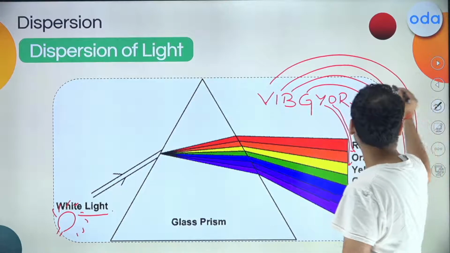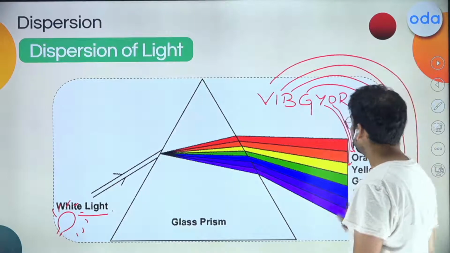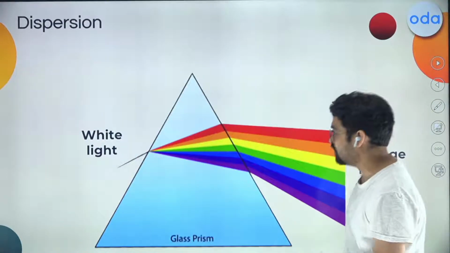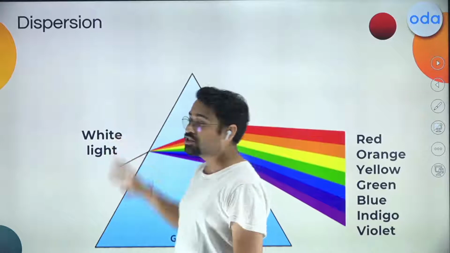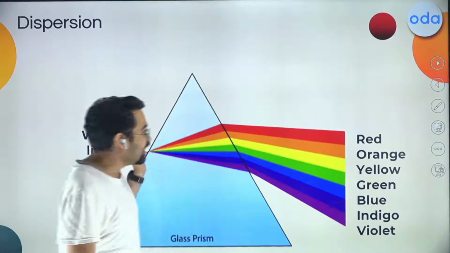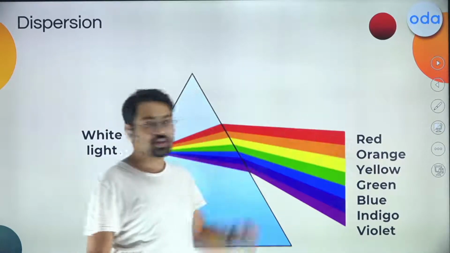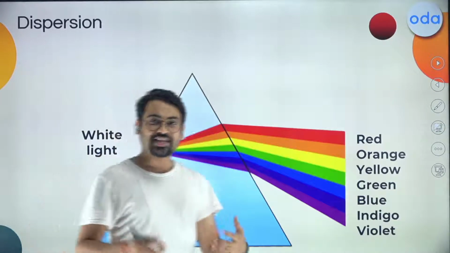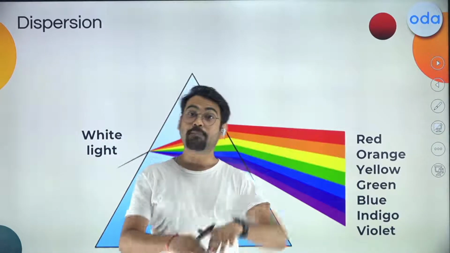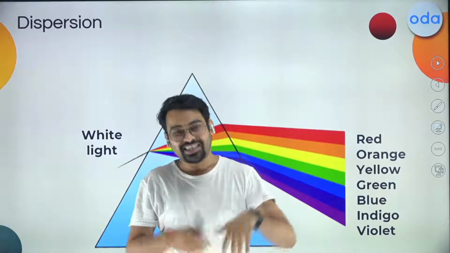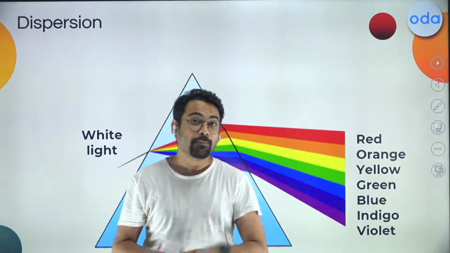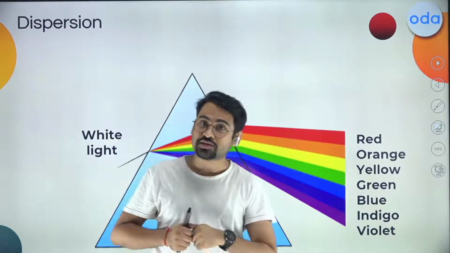Now, if I would like to take you a little further, we haven't talked about the facts yet. We just know this much, that this white light comes to the prism, it gets broken up into all these seven colors. What exactly can we say apart from the word dispersion? Is there something else that we can say? Maybe another word that you can substitute.